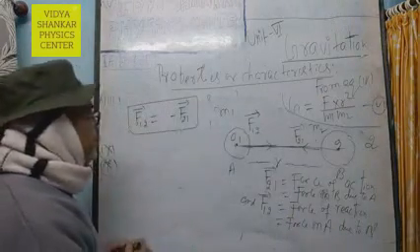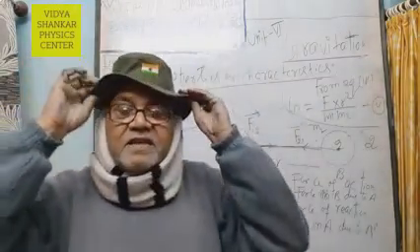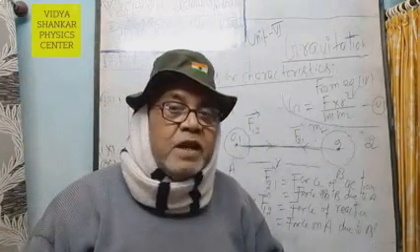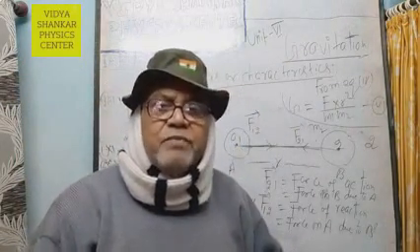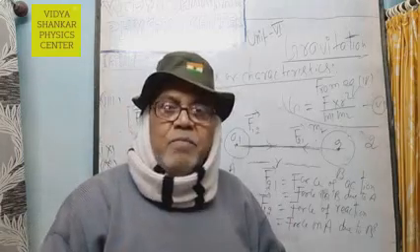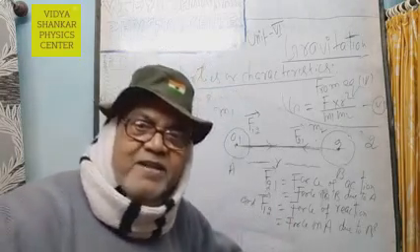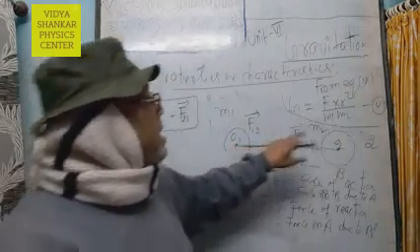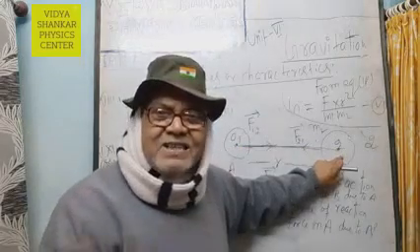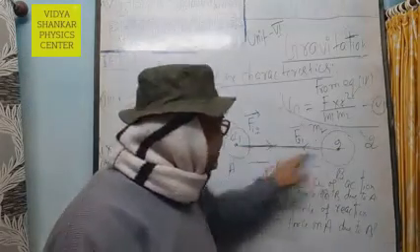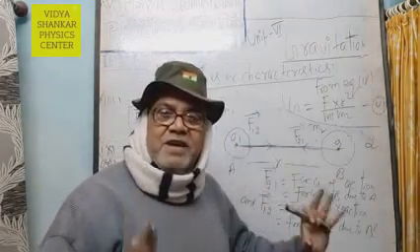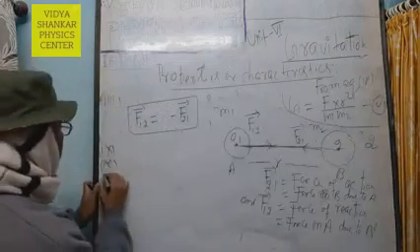Gravitational force is a conservative force. What is the meaning of a conservative force? The work done by a conservative force depends on the initial and final positions. It does not depend on the distance covered. That is the conservative force.